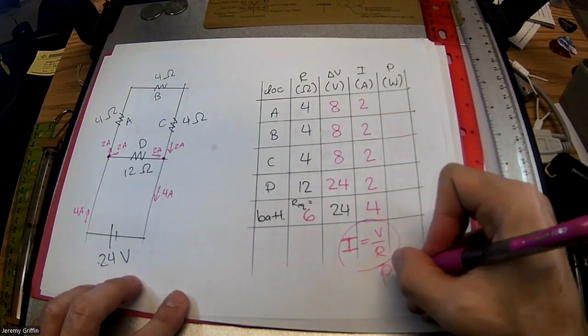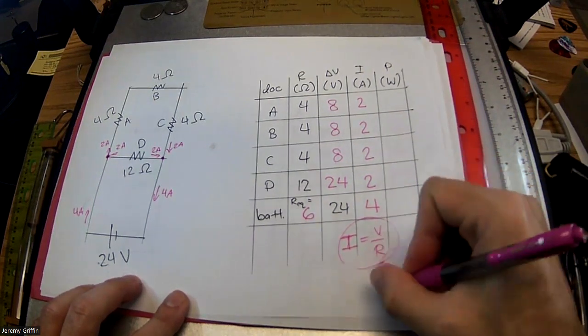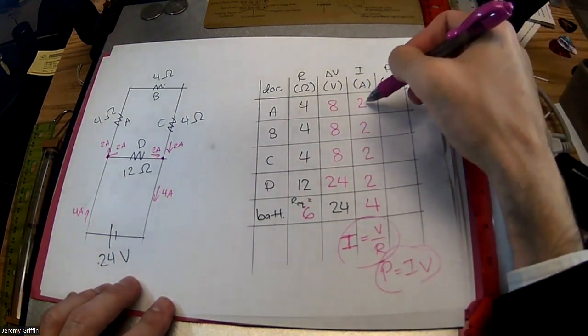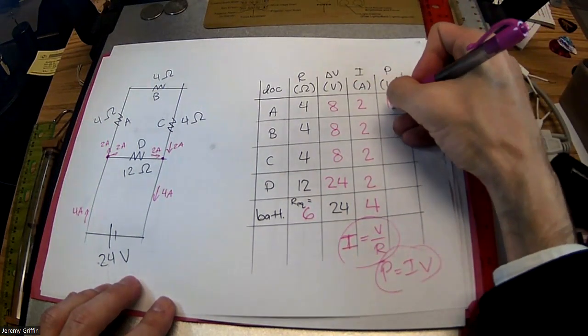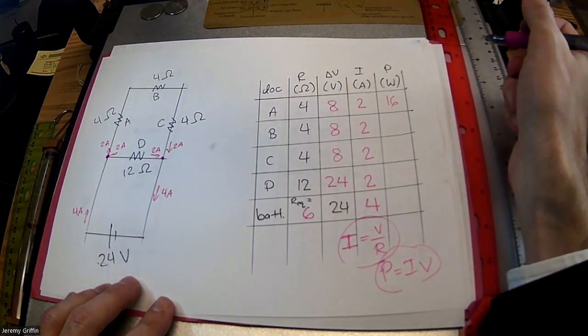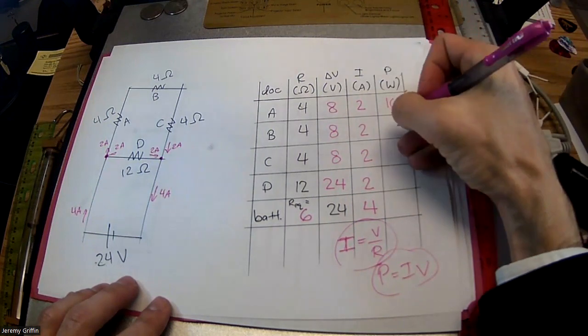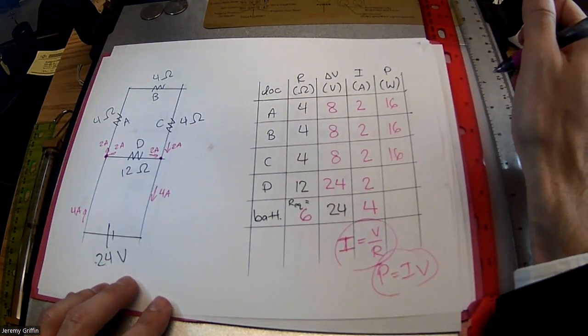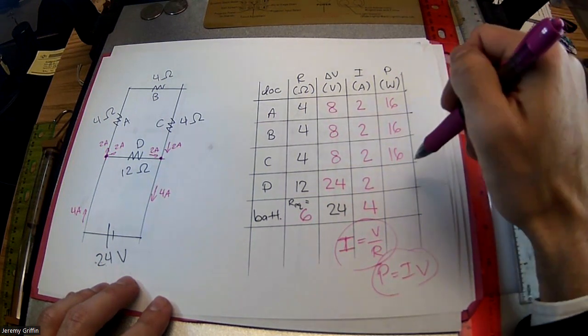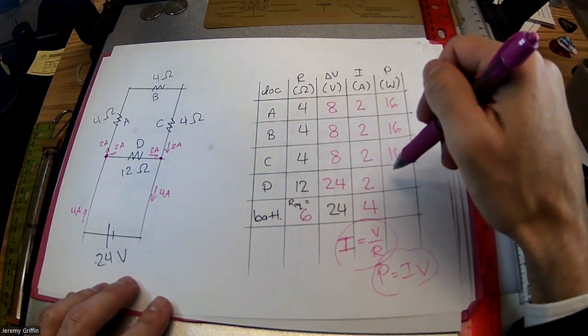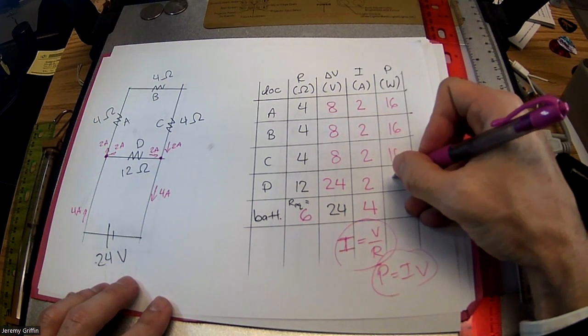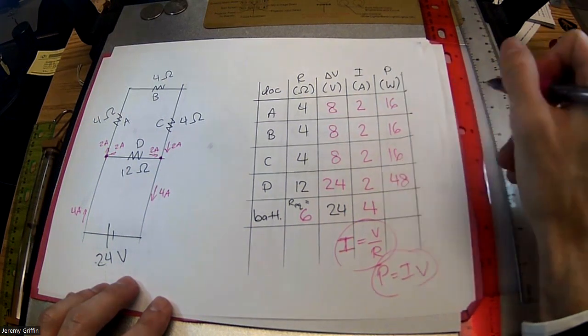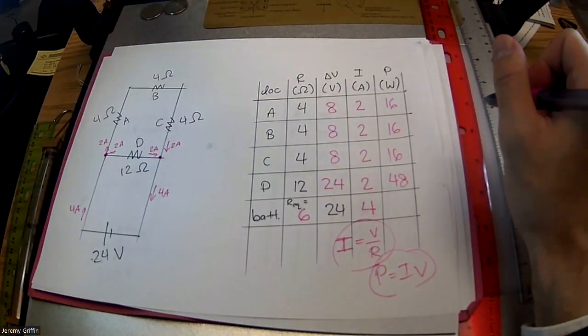Did you do power is current times voltage? So 2 amps times 8 volts is 16 watts. Also true for that one and that one. How about resistor D? What is 2 amps times 24 volts? 48 watts. All right.